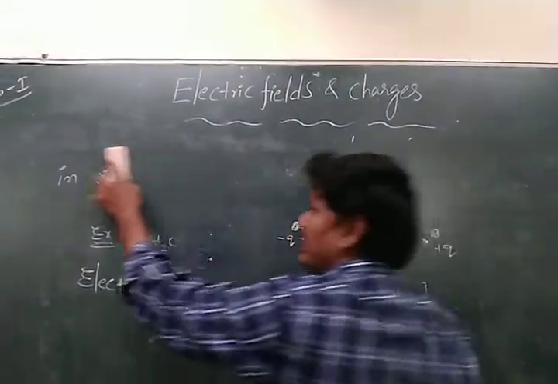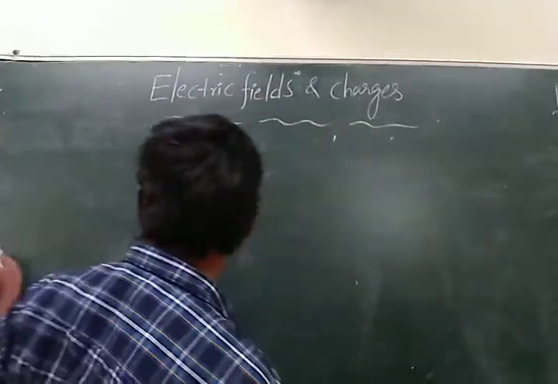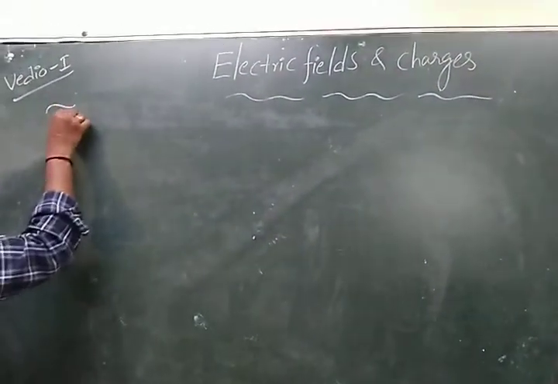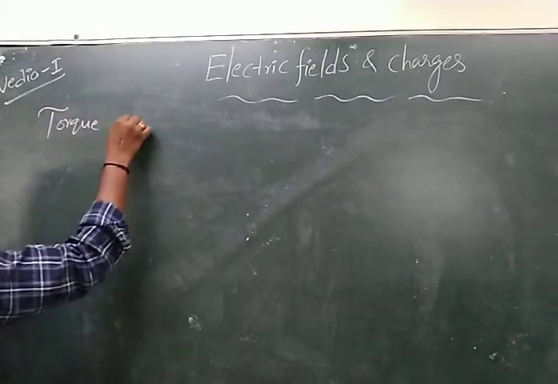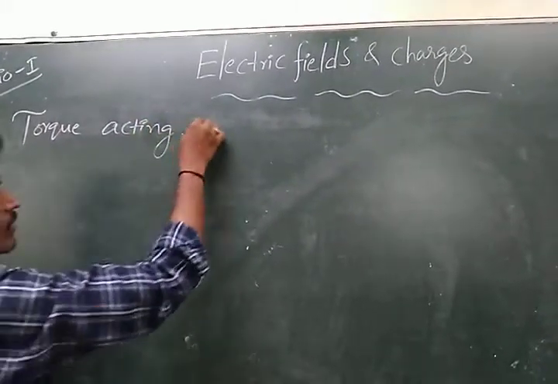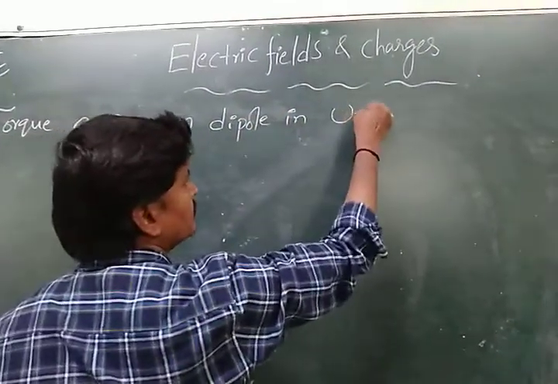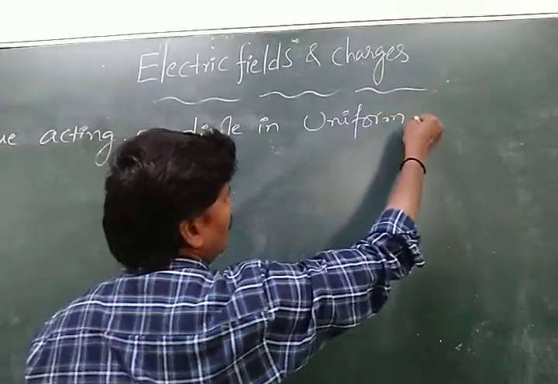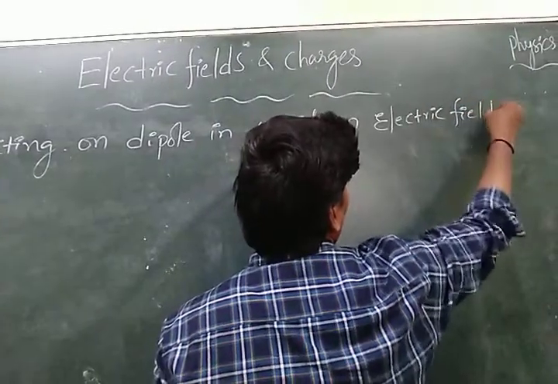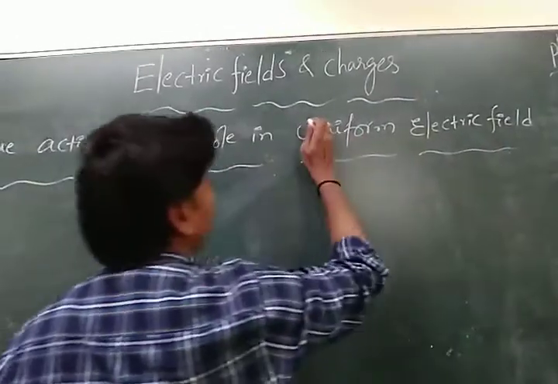Now, whenever this electric dipole is kept in a uniform electric field, it experiences a torque. Now we are going to calculate the torque experienced by the dipole in the electric field. So, torque acting on a dipole in a uniform electric field.